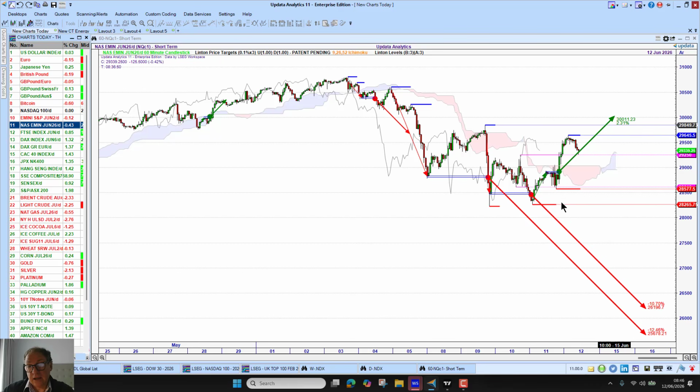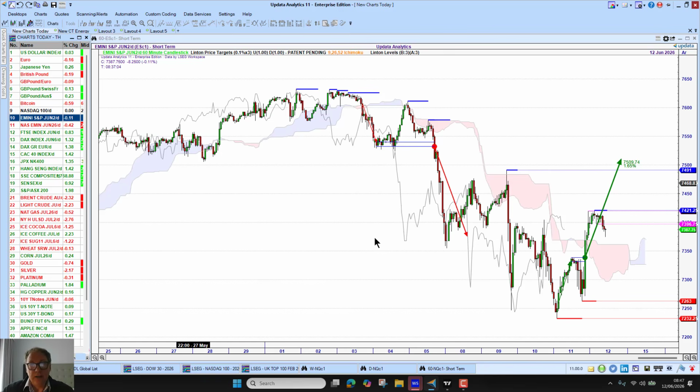So here we're seeing the upside target there, downside targets on the 60-minute chart. So it's going to be an interesting day for sure. Looking at the S&P future, that is also slightly lower today, although we do have an upside target and we're back above the cloud there as well. Of course, the daily charts are still very bullish here.